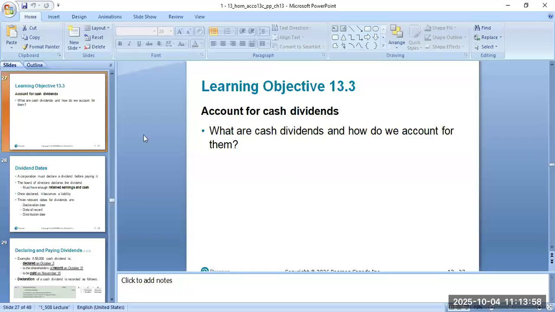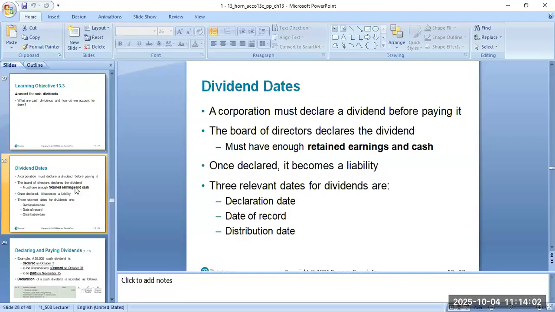Now let's see how we're going to deal with the cash dividend. Remember, those shareholders have a family to feed, so they need cash. In order for them to feed their family, we have to give them a cash dividend.